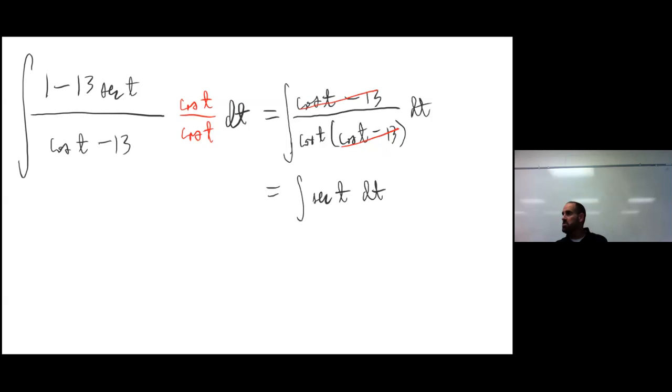Right. So the top, if you multiply top and bottom by secant, the same thing would happen, but you would have 1 minus 13 secant of t on the bottom, and then 1 minus 13 secant of t upstairs times secant of t. So those 1 minus 13 secant of t's would cancel. That's another way you could do that. Does that make sense? Okay. Other questions?